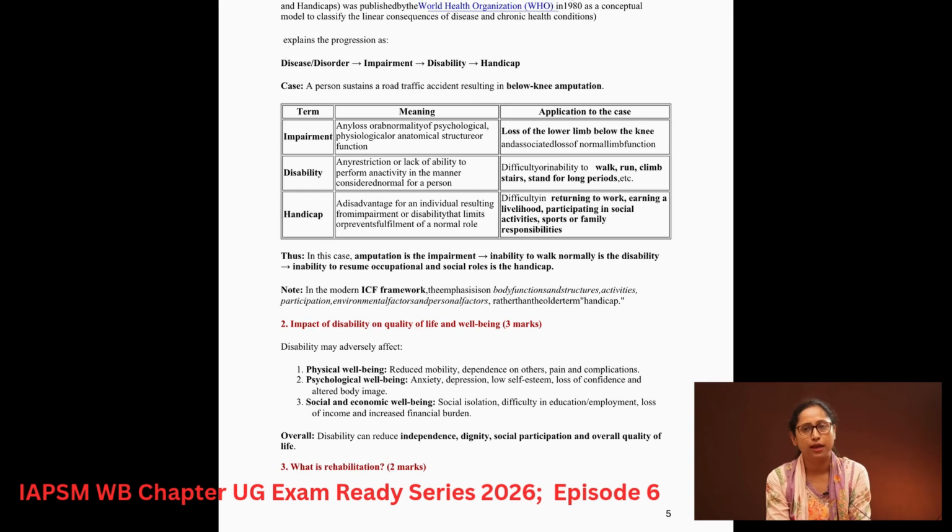Now, disability may adversely affect the physical well-being, psychological well-being and social and economic well-being. In physical well-being, what would be there? Reduced mobility, dependence on others. So, there will be loss of independence to do daily work, pain and definitely complications. Now, the psychological well-being: anxiety, depression, low self-esteem, loss of confidence and altered body image.